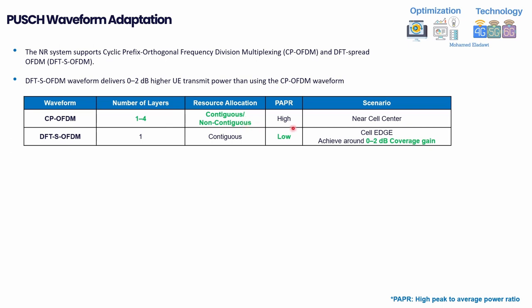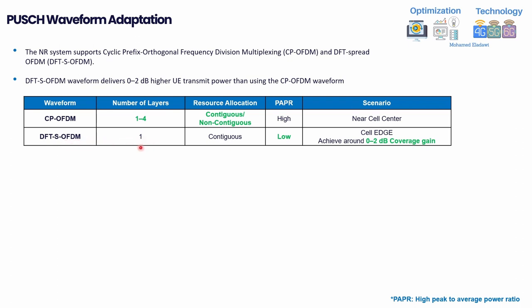But the main drawback of this one is that it has a high PAPR, which is the peak to average power ratio. For this reason, it is more recommended in the near cell center. So as I told you, by default this one is working. DFT-s-OFDM is not working.